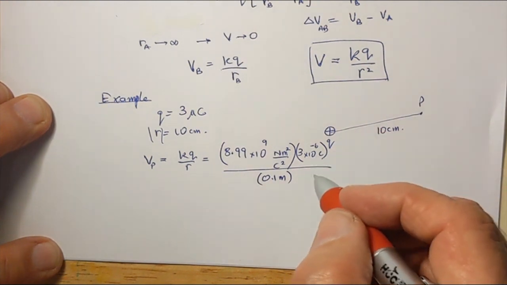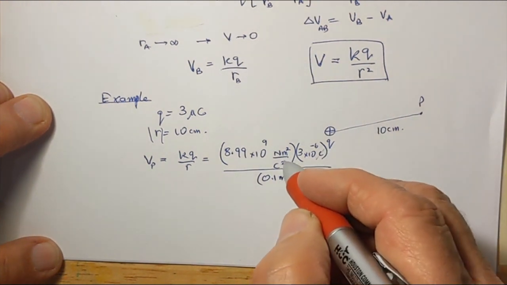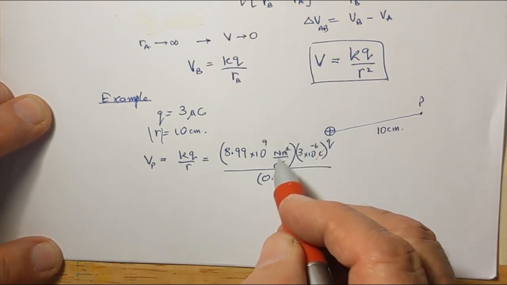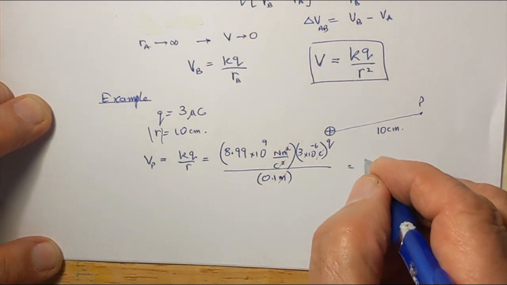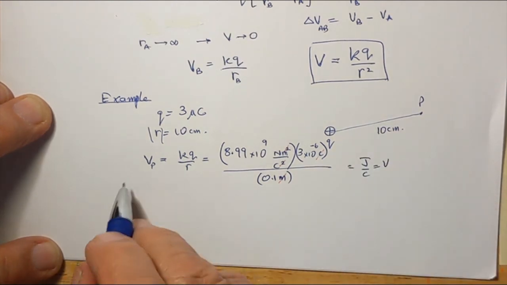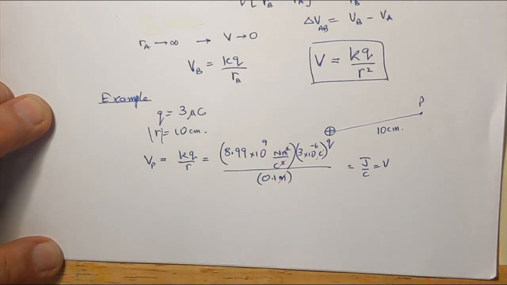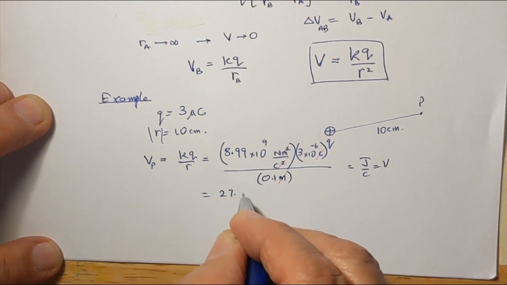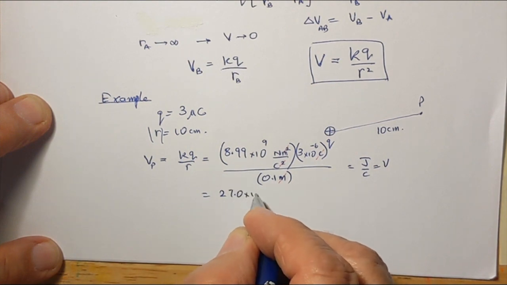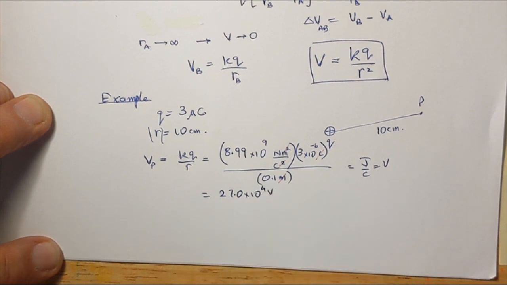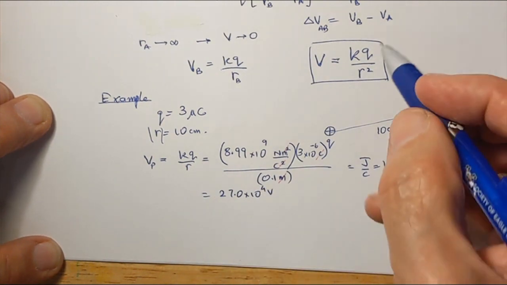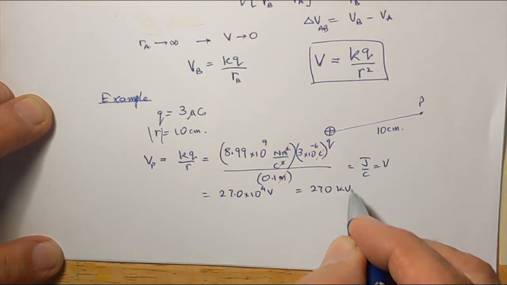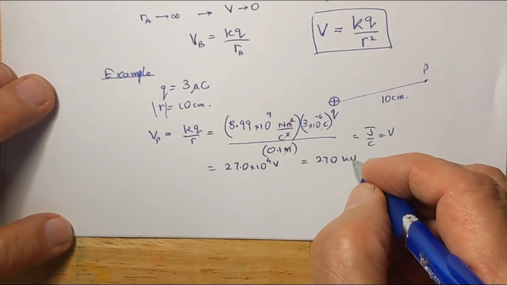Now we can see that one of the coulombs will cancel and one of the meters will cancel, so we'll be left with Newton meter per coulomb, which is a joule per coulomb, which is a volt, so the units are okay. And now when we multiply these together, we will get 27 times 10 to the power 4 volts. So that is the potential at this point. It's 270 kilovolts.